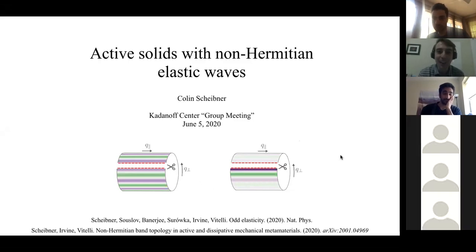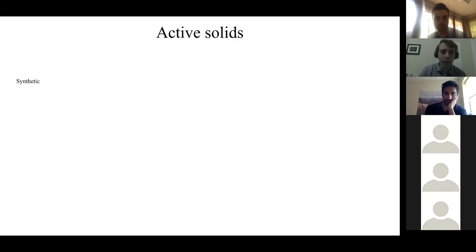But at any rate, it should be exciting to talk about some active solids with non-Hermitian elastic waves. To get started, a lot of times when we think about active matter, we think about flocking or the fluid phases of active matter. But in fact, the solid phases have a rich phenomenology all of their own. So here's just a few examples.